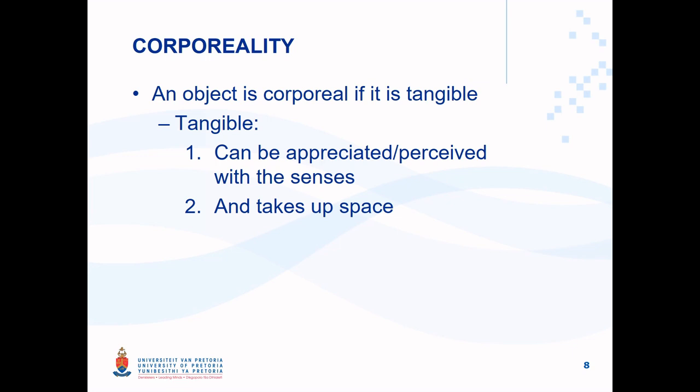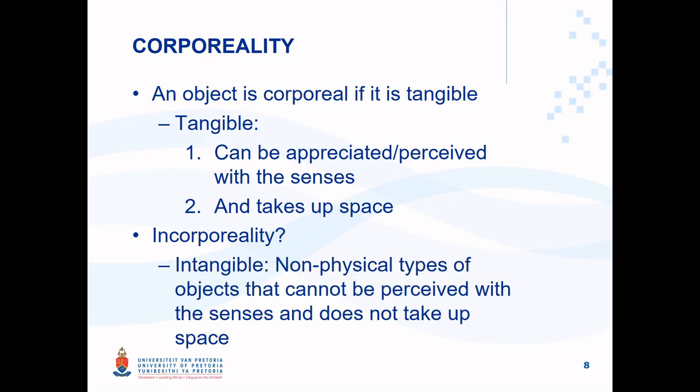Now, examples of something that can be appreciated with the senses and that can take up space are, for instance, a house, a car, your textbook, your laptop, paper. Those are all examples of things that can be perceived with the senses and take up space. So they are regarded as tangible and corporeal. Now, the opposite of a corporeal object is an incorporeal object. Incorporeal objects refers to non-physical types of property that cannot be perceived with the senses and do not necessarily take up space. In other words, it is intangible, meaning it cannot be appreciated with the senses and does not take up space.